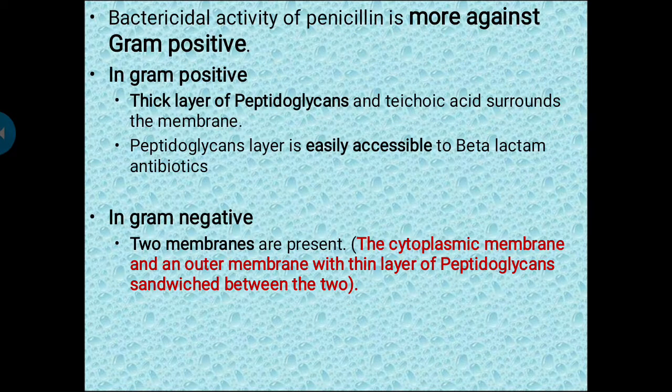So the bactericidal activity of penicillin is more against gram-positive bacteria. In gram-positive bacteria, a thick layer of peptidoglycan and teichoic acid surrounds the membrane, and the peptidoglycan layer is easily accessible to beta-lactam antibiotics. In gram-negative bacteria, two membranes are present, the cytoplasmic membrane and the outer membrane, and a thin layer of peptidoglycan is present. Since the peptidoglycan layer is thin, inhibition of peptidoglycan formation and cross-link formation will not help much. That's why, and also there is difficulty of the beta-lactam drug entry.